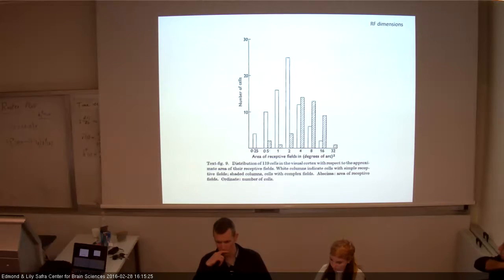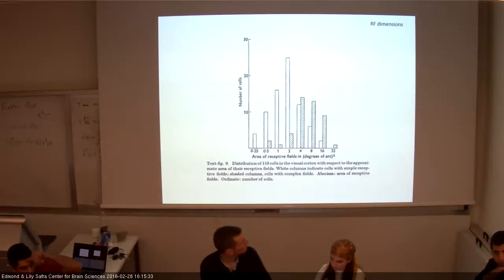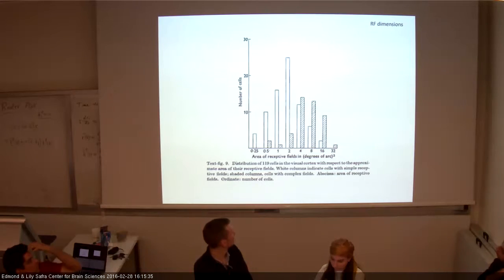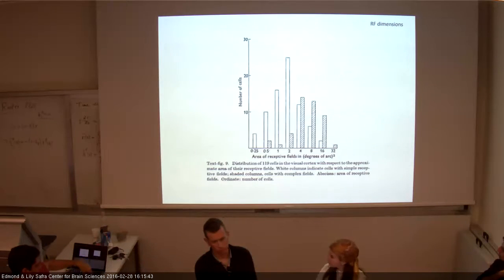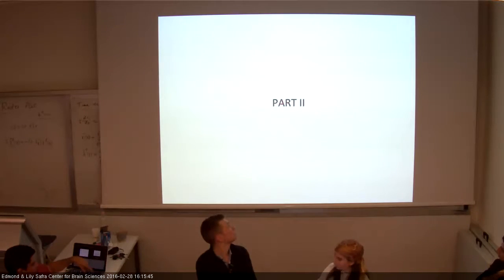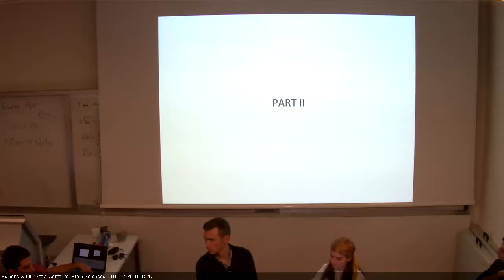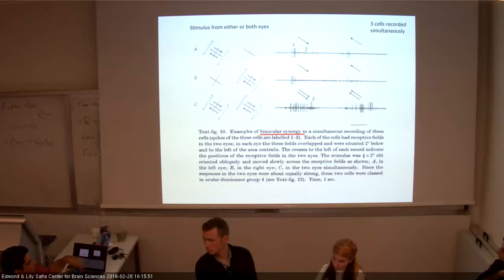Okay. And what do we learn from this graph? This is straightforward. It shows the histogram of the size of the receptive field for simple cells and complex cells. And you can see complex cells have a wider field. Okay. So this is again just classification. And with this they end part number 1 and they go into part number 2.